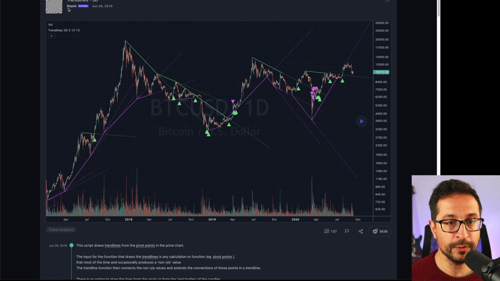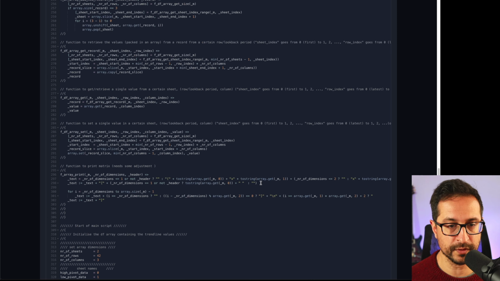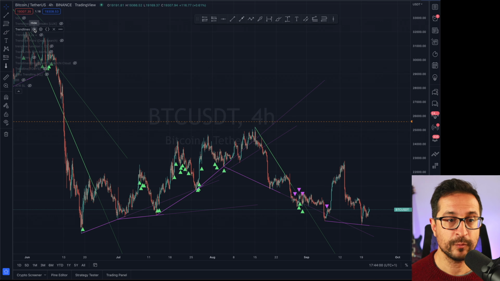Trendlines is built by Duik. The indicator is from 2019 and it's got almost 6,000 likes, so it's pretty popular too. It's also open source and it also supports alerts. This one was called Trendlines.